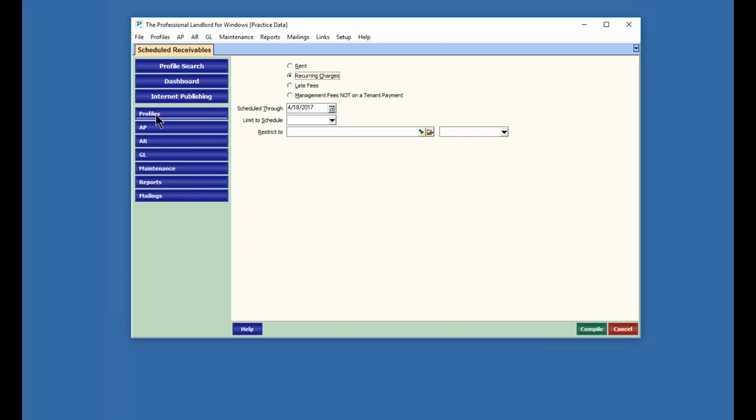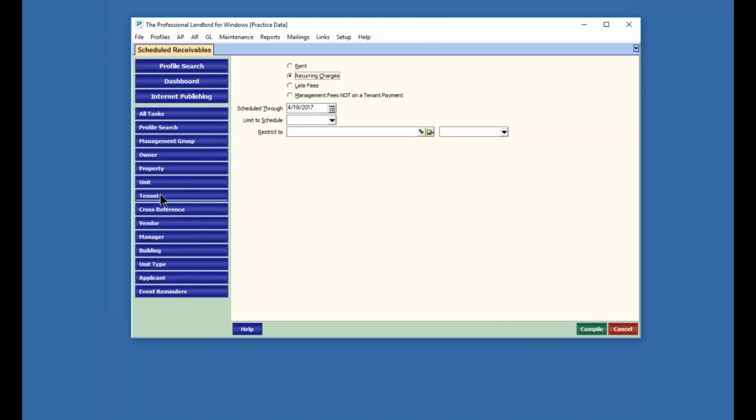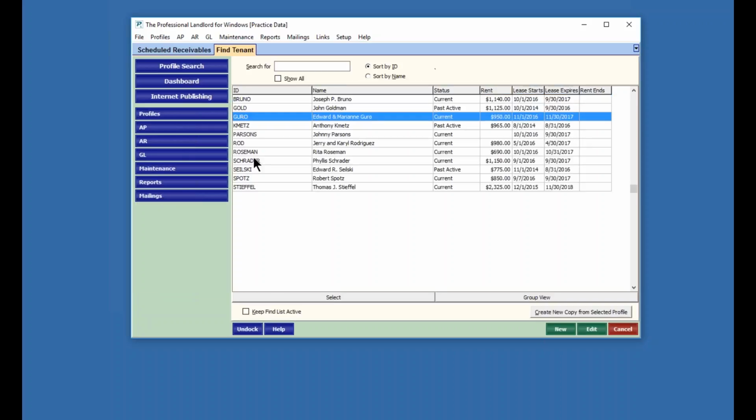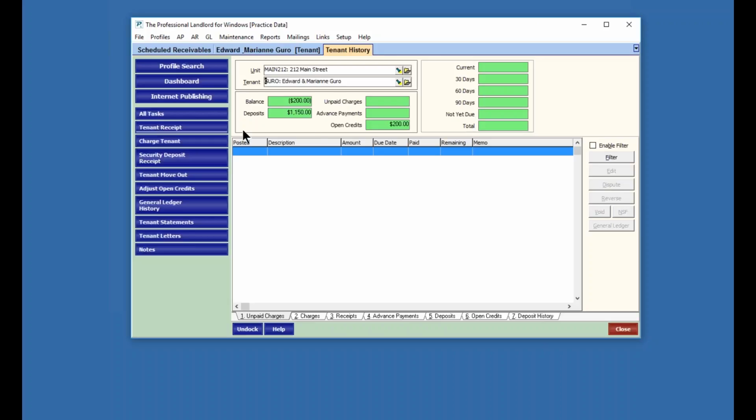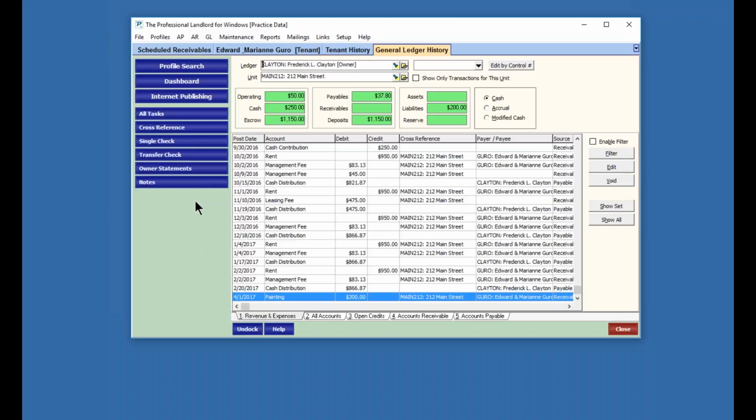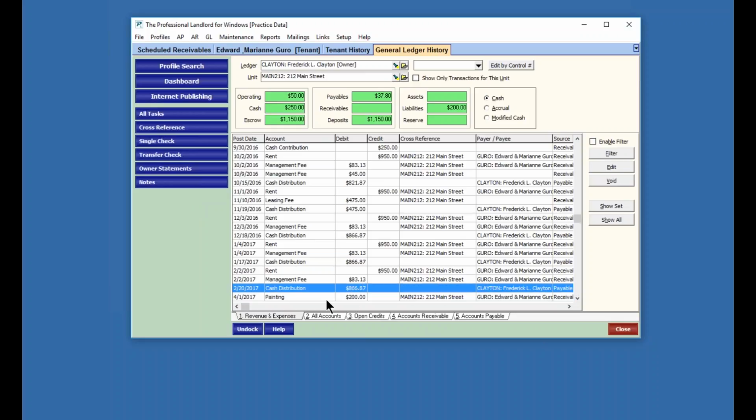And now if we go over to the profiles, the tenant profile for Guru, and look at the tenant history, the tenant has $200 in credits. If we look at the general ledger history for the owner, you notice that the owner has a $200 expense for painting. So that's how you give a credit for work that's done or for reimbursing the tenant for something.